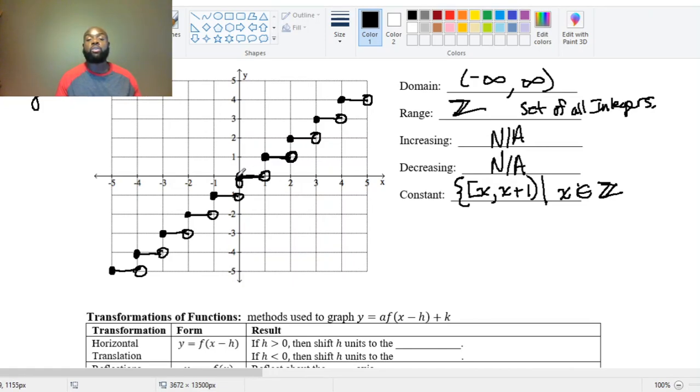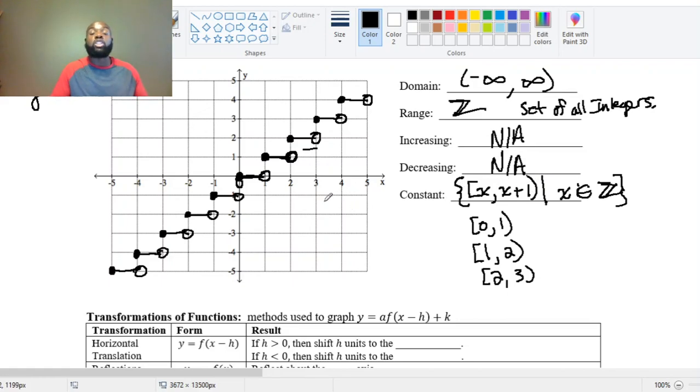So if I use the integer 0, I have the interval from 0 to 1, and our function is definitely constant there. If x equals 1, I'll replace x with 1 and I'll get the interval from 1 to 2. It's constant on that interval. If I let x equal 2, I'll get this interval here, from 2 to 3. And so I'll never ask you to write this, but this is one way that we could write the interval on which your function is constant.